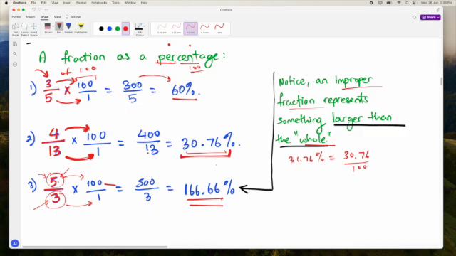5 over 3, we can see that this is an improper fraction. So the 5 is actually bigger than the 3, showing that the numerator is bigger than the whole, right? The denominator being the whole is 3. So that 5 multiplied by 100, we get 500 over 3. Because this number is greater than the whole, an improper fraction would represent something larger than the whole. So we get more than 100%. We get 166.66%. So it is possible to get more than 100%.